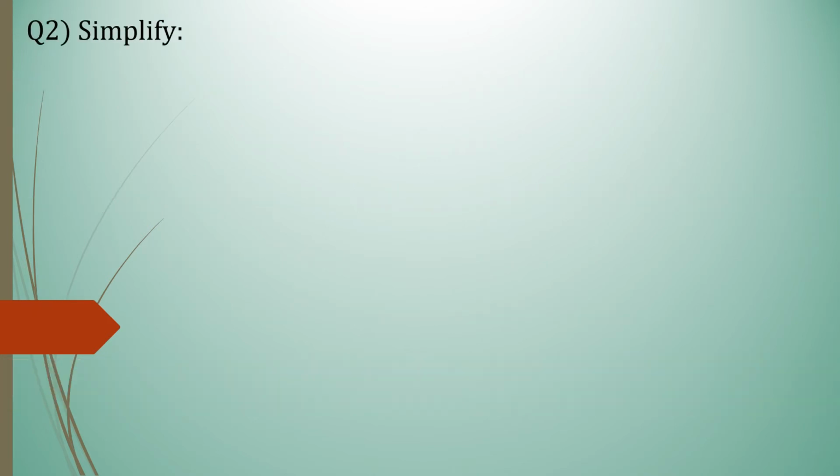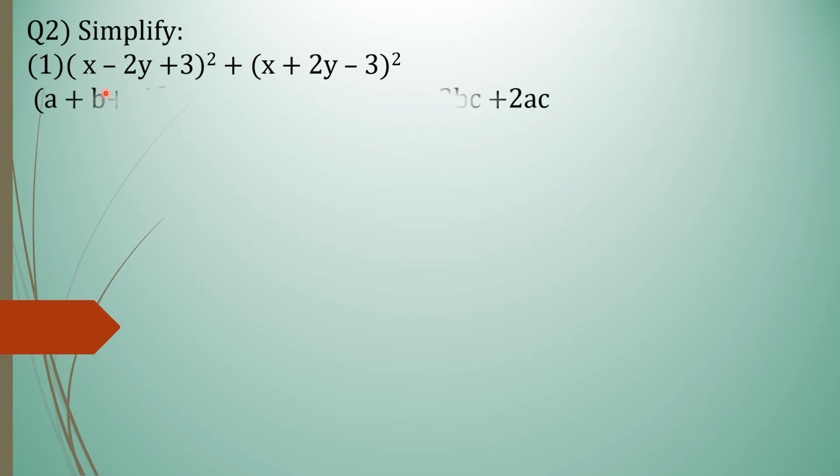Now in simplify, we'll have two parts. One term is (x - 2y + 3) the whole square plus (x + 2y - 3) the whole square. So we have to simplify this and find out the answer. Now the same formula, students, we have to use here: (a + b + c) the whole square equals a square plus b square plus c square plus 2ab plus 2bc plus 2ac.